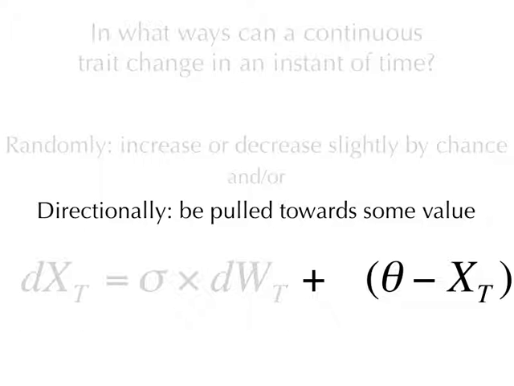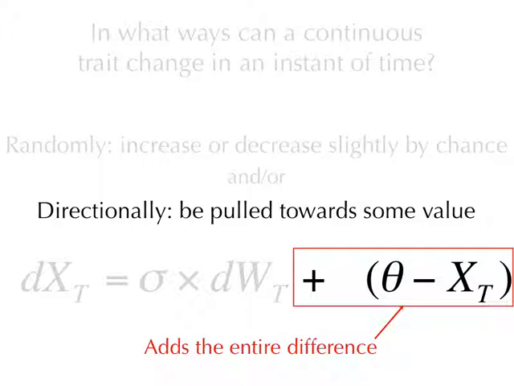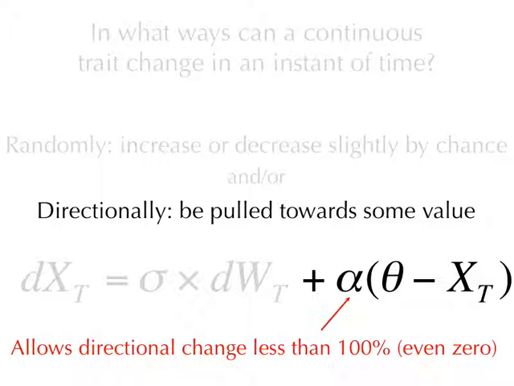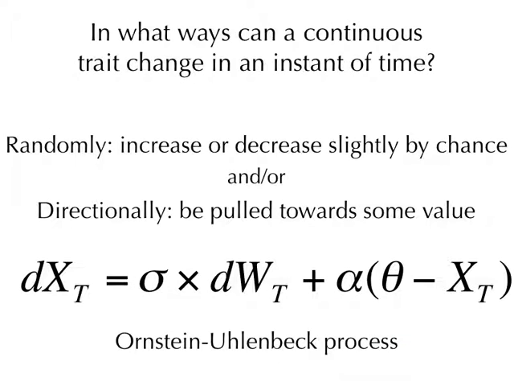And then an entire difference, and maybe you want to add less than 100%, because it doesn't get us the entire way in one tiny instant. Maybe we want to take a fraction of it. And so this process is called the Ornstein-Uhlenbeck process.